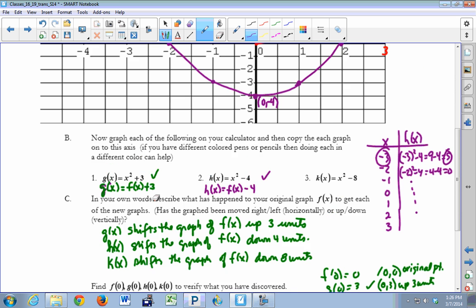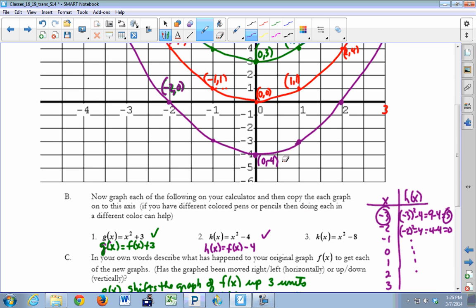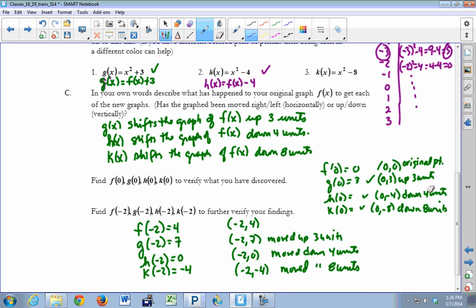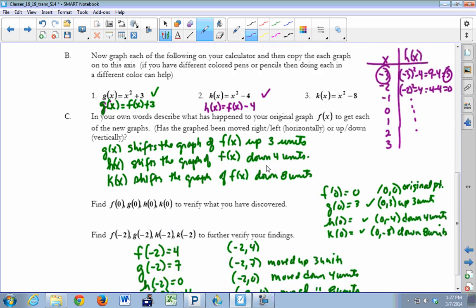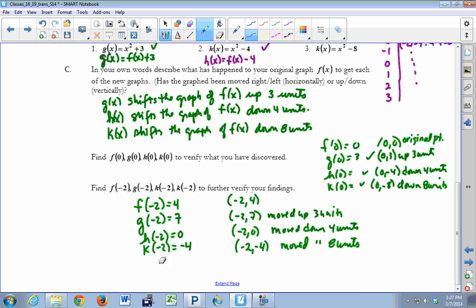H of 0 is (0, -4), and that's moving this point down 4 units. So that verifies this observation. And k of 0 is -8, which is moving this point down 8 if we had it graphed here. And similarly, if you find these points, I'll leave those there for a few minutes for you to take a look at. They also correspond to what we discovered up in C.